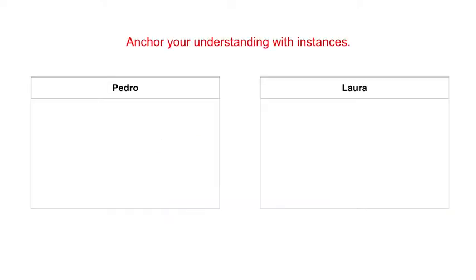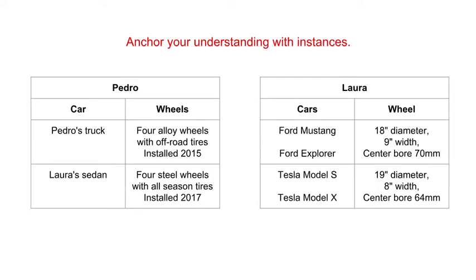As data modelers, we know that when you get confused, you need to anchor your understanding with instances. So we ask Pedro and Laura to separately get out sheets of paper and write down examples of cars and wheels, as they understand it, to see if that helps. Here's what they produced. This explains why they disagreed. Pedro was thinking about concrete physical cars with mass. Laura was thinking about abstract car models. Which way did you think about it?